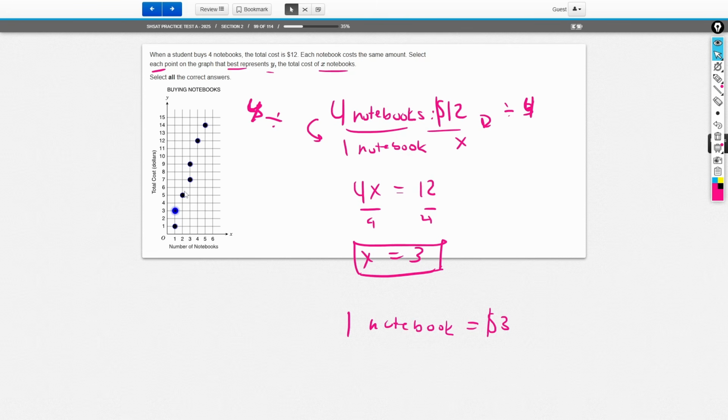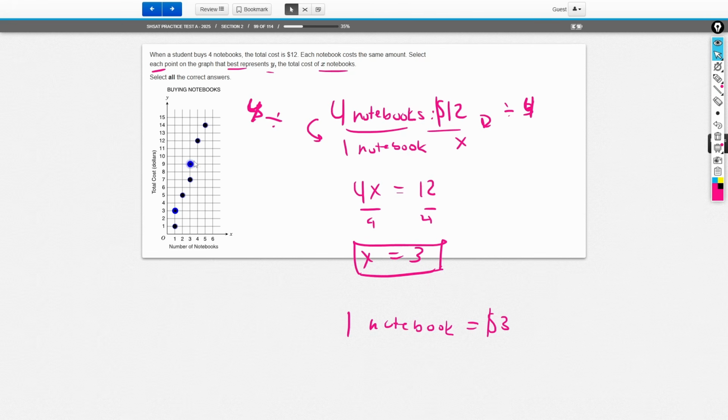Let's look at this point right here. It says when you have 2 notebooks, the total cost is $5. Is that true? No. If I have 2 notebooks, that means I have to have $6 worth of notebooks, right? Because 3 times 2 is 6. If I have 3 notebooks, that should cost $9 because 3 times 3 is 9.